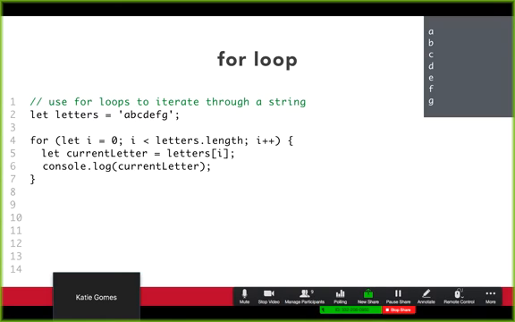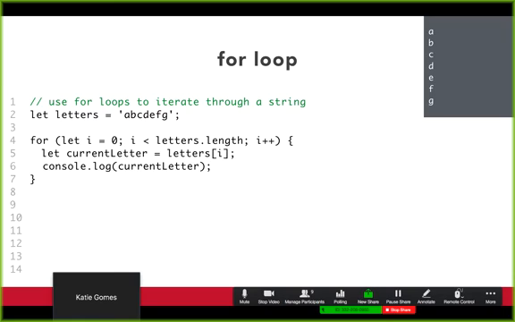G is the 7th letter in the string, which means it's at position 6, right? So we start i at 0, we keep adding 1 to i. Eventually, i is going to equal 6. And then we go to line 5, we say, great, what's the letter at the 6th position of letters? We'll say it's G, we'll print it out. And then when we do our final expression, we'll say, let's add 1 to 6. So now i is 7.